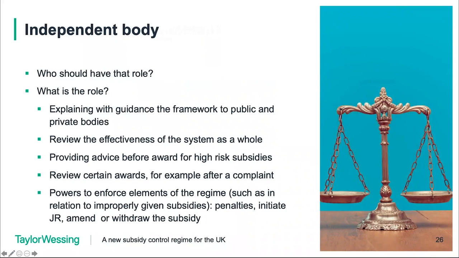If we start from the premise that this is a light touch regime, it's obvious that the independent body will not have the role to vet and clear or approve subsidies. So the government thinks about certain types of roles that it might have. For example, explaining with guidance the framework to public and private bodies, reviewing periodically the effectiveness of the system as a whole, providing advice rather than clearance before the award is given for high-risk subsidies, reviewing certain awards, for example, if there's been a complaint, and being empowered to enforce certain elements of the regime, such as in relation to improperly given subsidies: penalties, amending or withdrawing the subsidies.